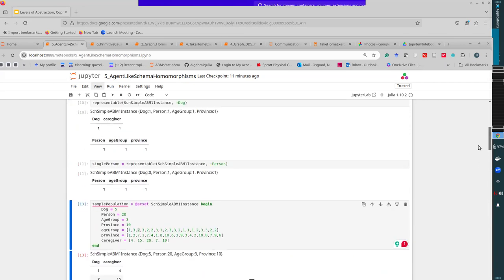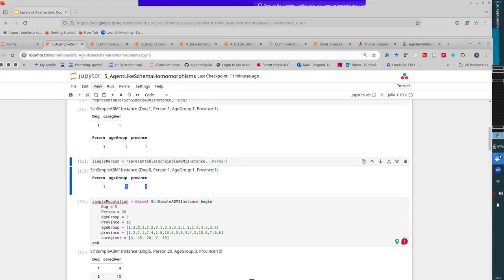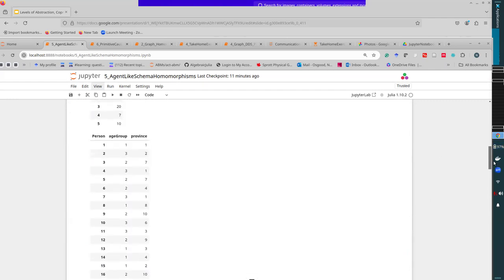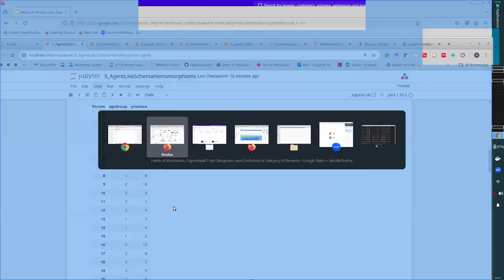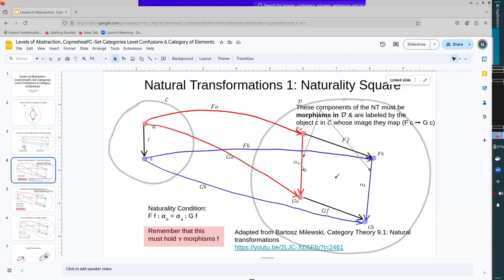Mm-hmm. So it found this pattern of a generic person in all these different places in the database because it was able to find that, oh yeah, I can make a match here as long as I make alpha A a certain one mapping the person number and alpha B mapping province one to this. You could think of province one as saying some province, and it maps it to the appropriate province. Are we good with that idea?